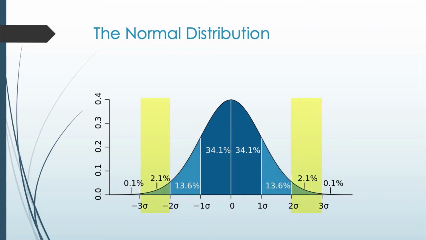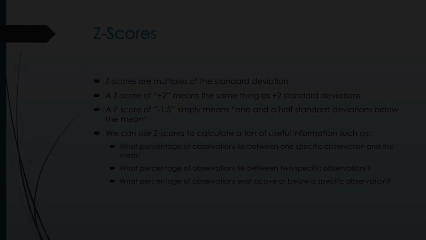2.1% of observations occur with 3 standard deviations above and below the mean. And finally, about 0.1% of observations occur within 4 standard deviations above and below the mean. So now that you understand how to interpret the normal distribution, standard deviations, and the percentage of observations that exist within each standard deviation, we can make some really cool statistical inferences with z-scores.